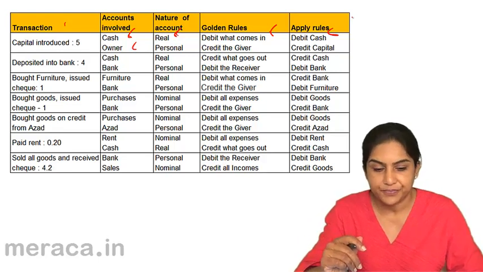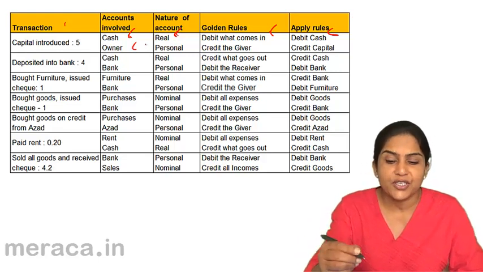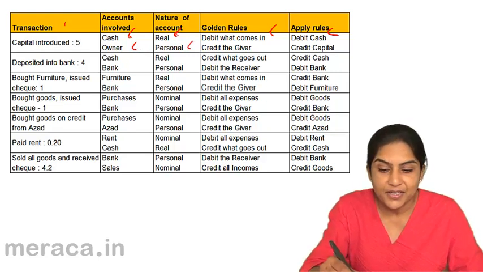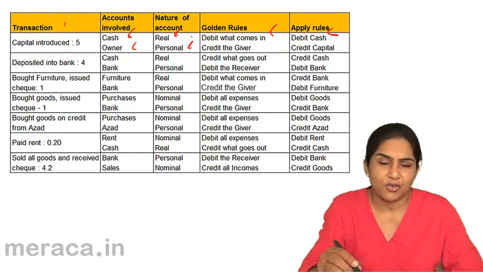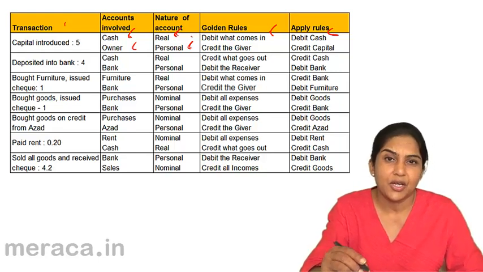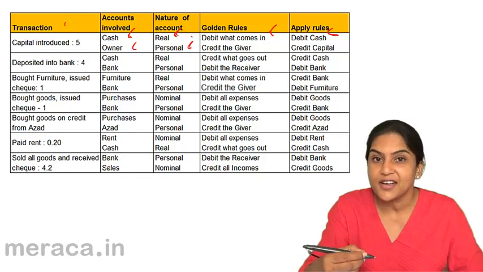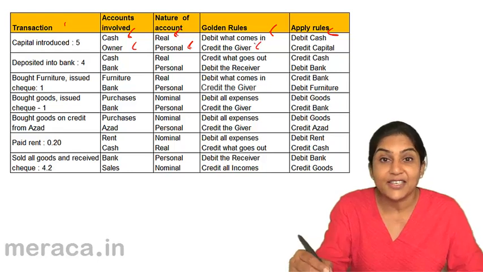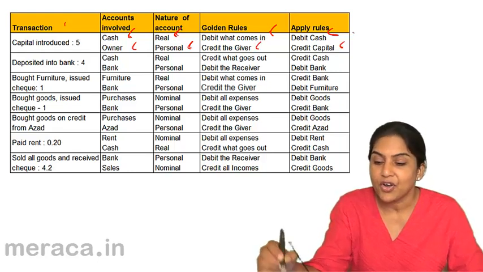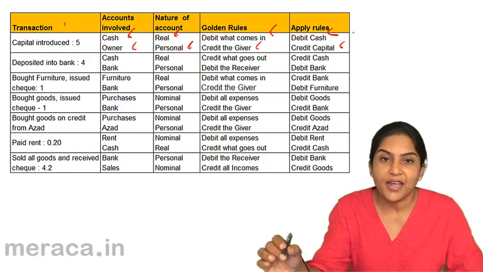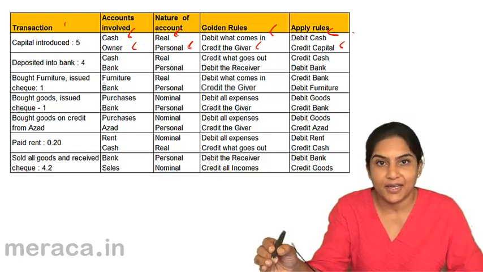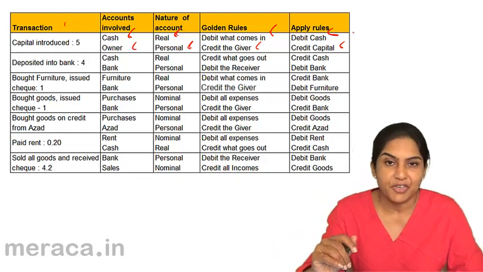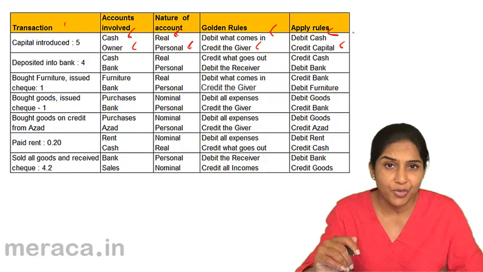Next we have the owner's account, or actually the capital account. That is a personal account, right? What is the rule for a personal account? Debit the receiver, credit the giver. The owner has given money, so credit his account, or credit capital. So what is the entry? Cash debit, capital credit. It was the same thing as per our previous approach, the accounting equation approach.